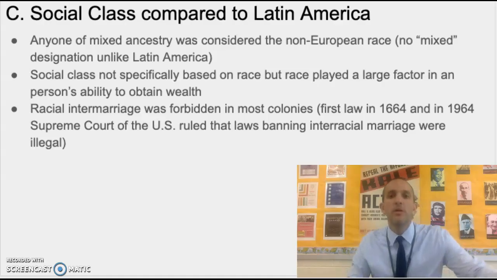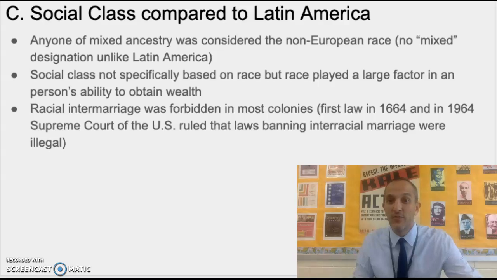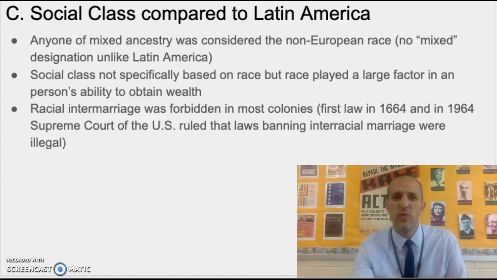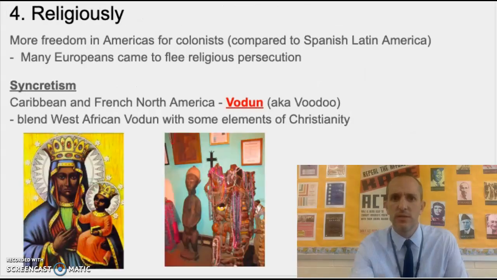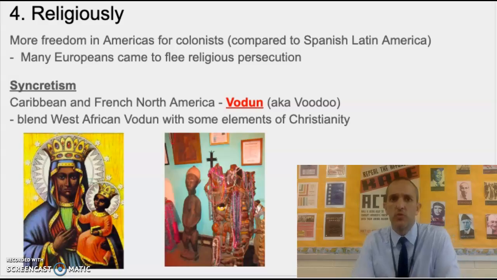Mostly, also, in terms of racial intermarriage, it's banned in most colonies. The first law was in 1664, and the Supreme Court of the United States did not determine that banning interracial marriage was illegal until 1964. So there was a Supreme Court case in 64 that basically said if you have a law that bans interracial marriage, that's not really legal. So a long time of this kind of racism and segregation of races in the United States, which some say still persists today.